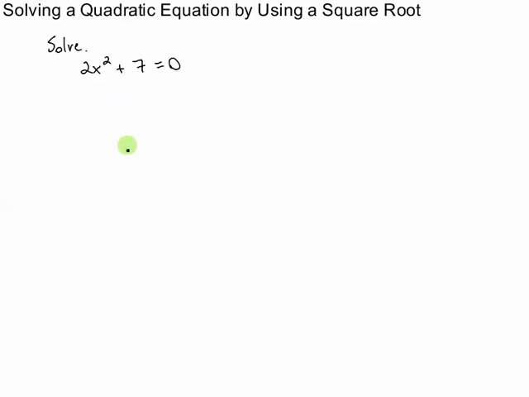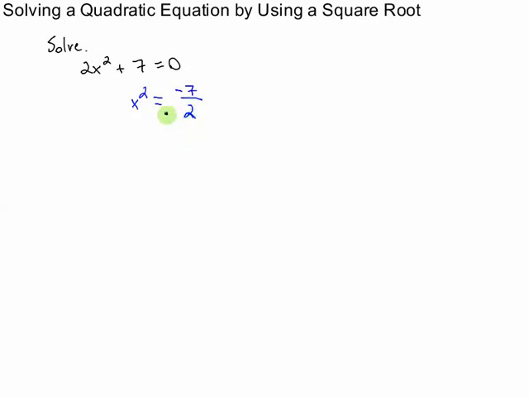So first of all, I want to address what happens if there is not an x, if there's just an x squared. This is a quadratic equation. We're trying to solve it, which means tell me what x equals. Okay, so this is pretty simple. The first thing you do is get the x squared by itself and then take the square root of both sides, right? And that makes complete sense. So subtract 7 and divide by 2, so x squared is going to equal negative 7 halves.